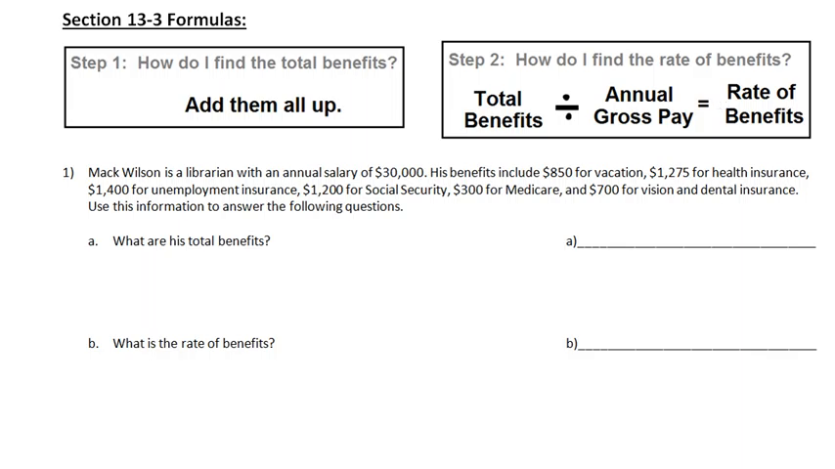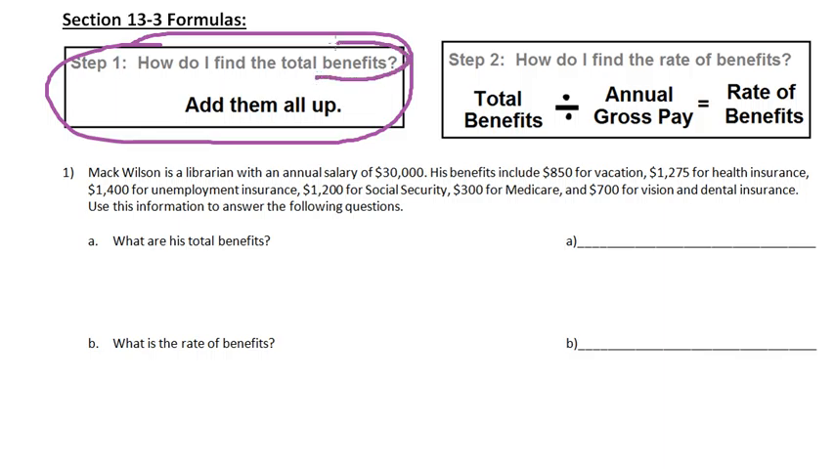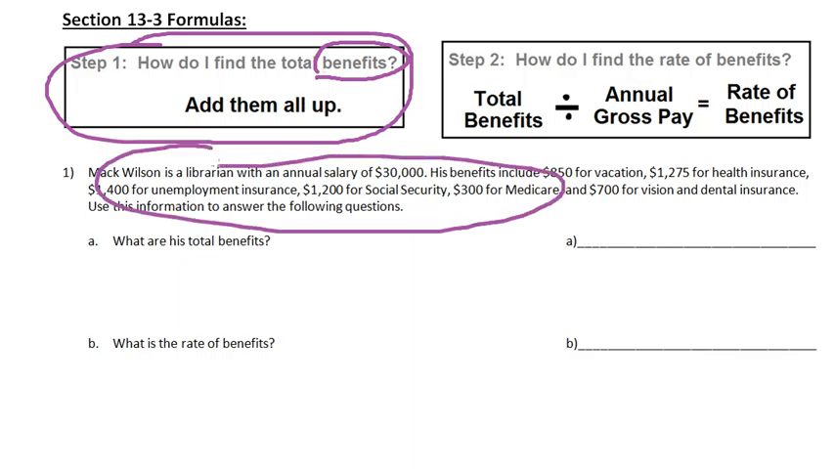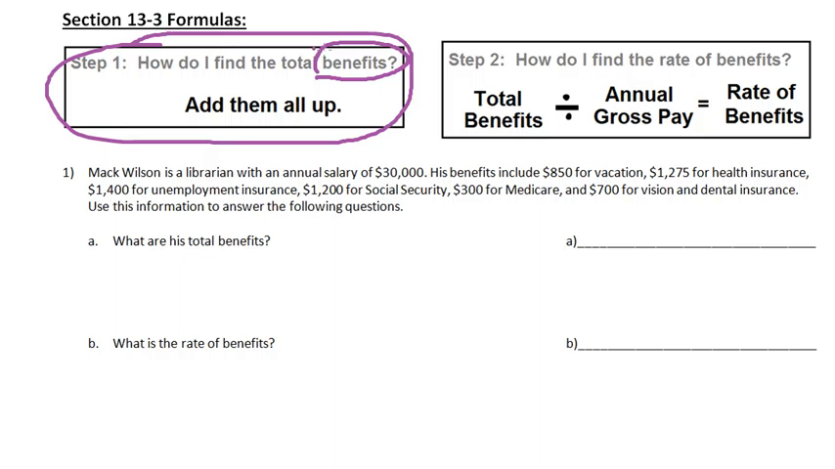Now, as you can see, we do have 2 steps. You're probably already eyeballing them a little bit. Step number 1, add them all up. And what we're talking about when we say add them all up is adding up all the benefits. That's the key word there, benefits. Just because there's a number written in a paragraph down here doesn't mean that you add it all up. We're only adding up benefits.